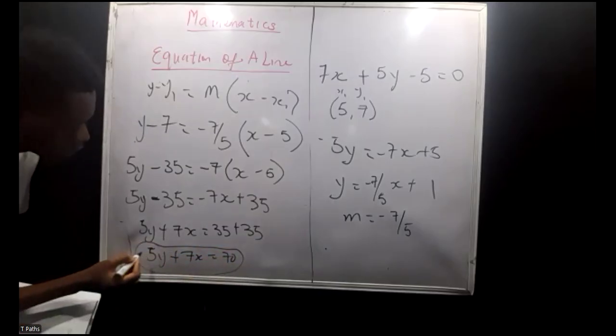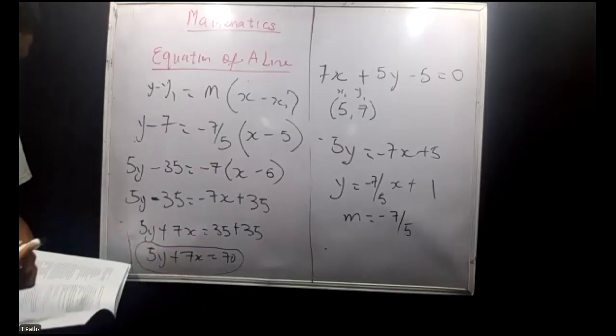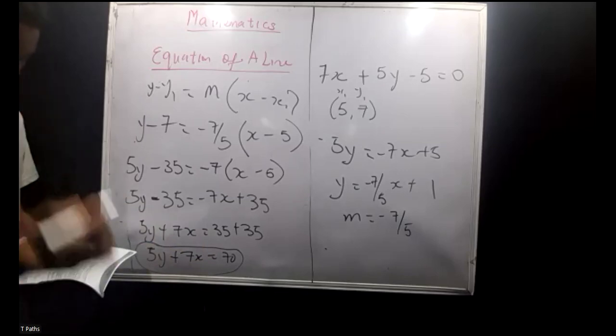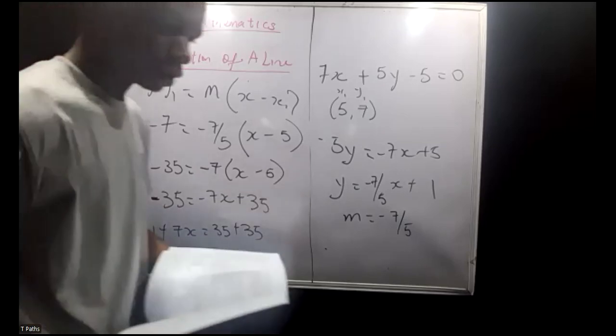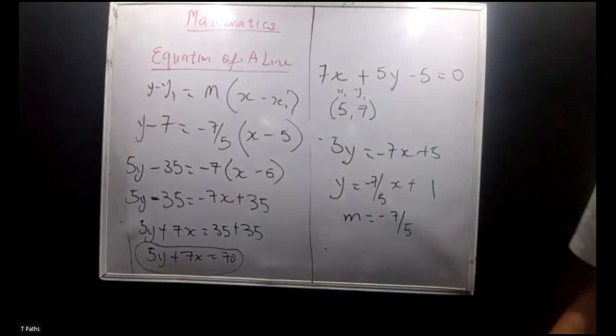in the question. So if in the question it is written in the slope intercept format, I have to rewrite this to be in the slope intercept format. So this is 5y plus 7x is equal to 70, which is option A. So if you said option A, that is correct. All right. So this will be the end of equation of a line.